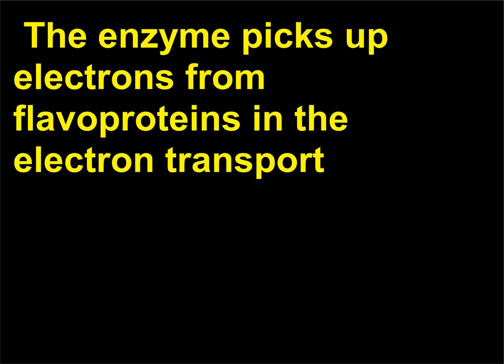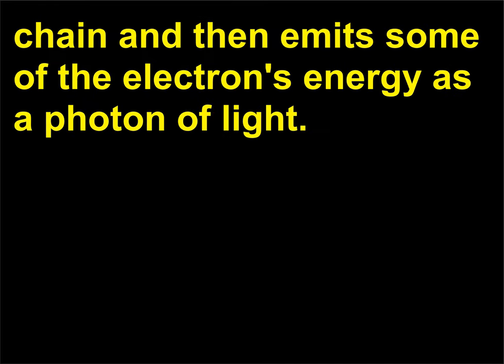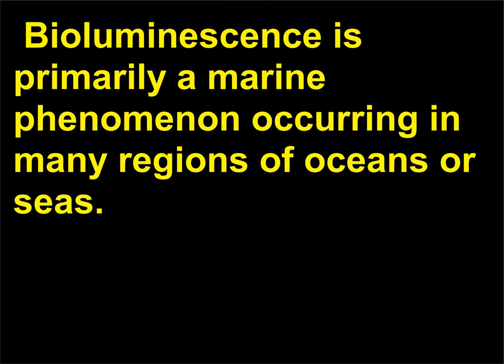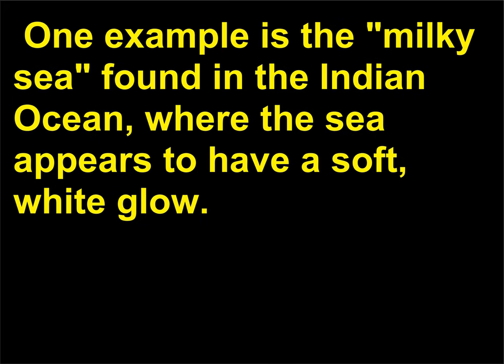The enzyme picks up electrons from flavoproteins in the electron transport chain and then emits some of the electron's energy as a photon of light. Bioluminescence is primarily a marine phenomenon occurring in many regions of oceans or seas. One example is the Milky Sea found in the Indian Ocean, where the sea appears to have a soft, white glow.